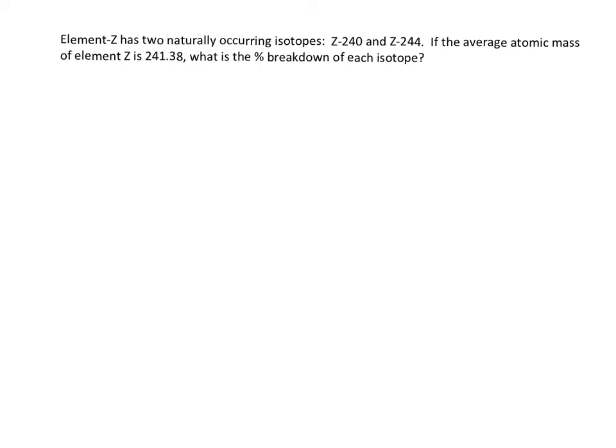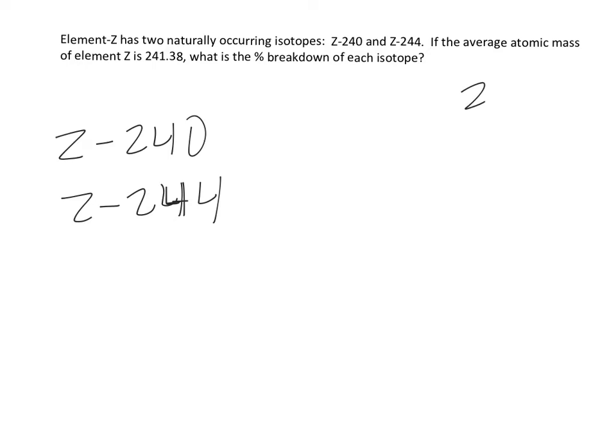All right, here we have a different type of average atomic mass problem. In this case, we know the masses of the two isotopes. We know we have Z240 and we know we have Z244. But we don't know their breakdown. We don't know what percentage there is of each one. All we do know is that the total average atomic mass is 241.38. So we can get some information from that.